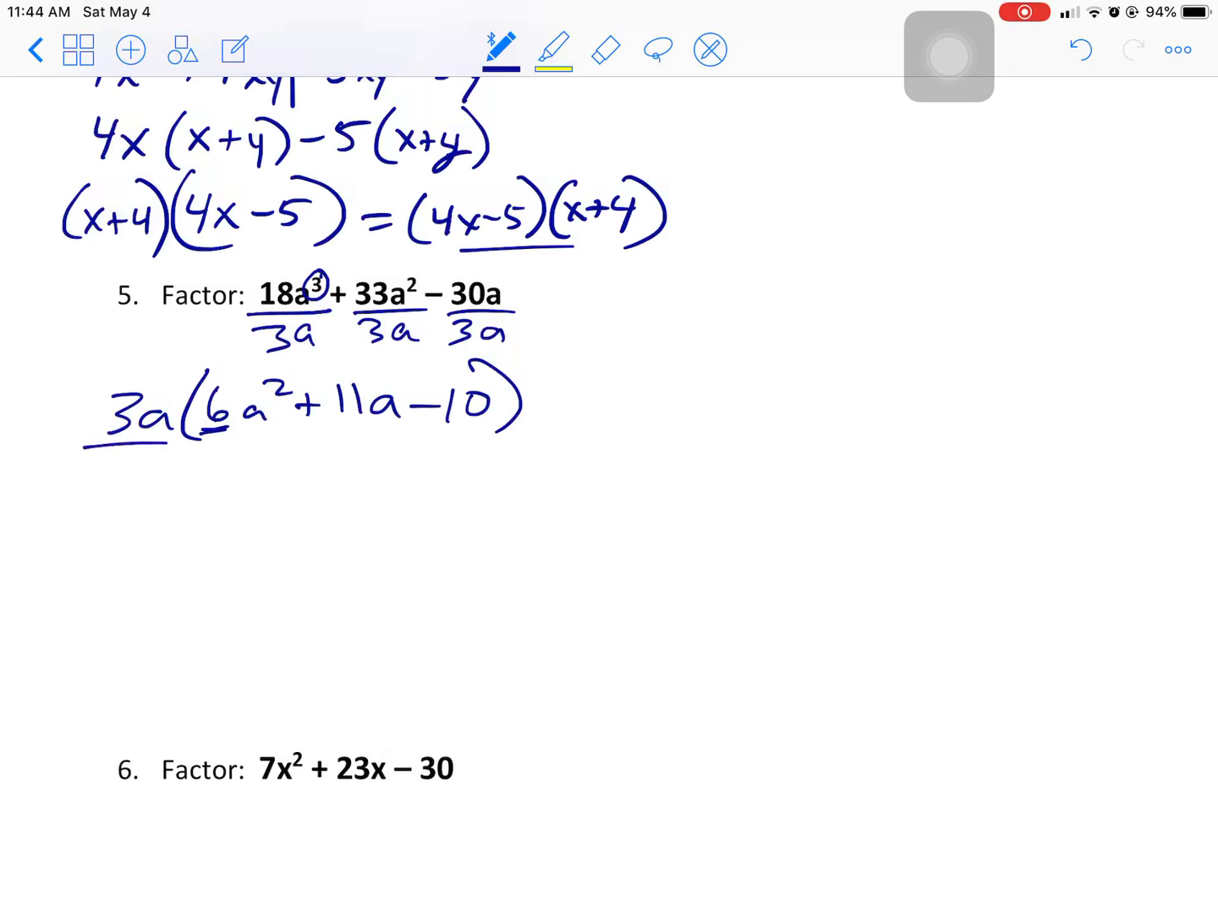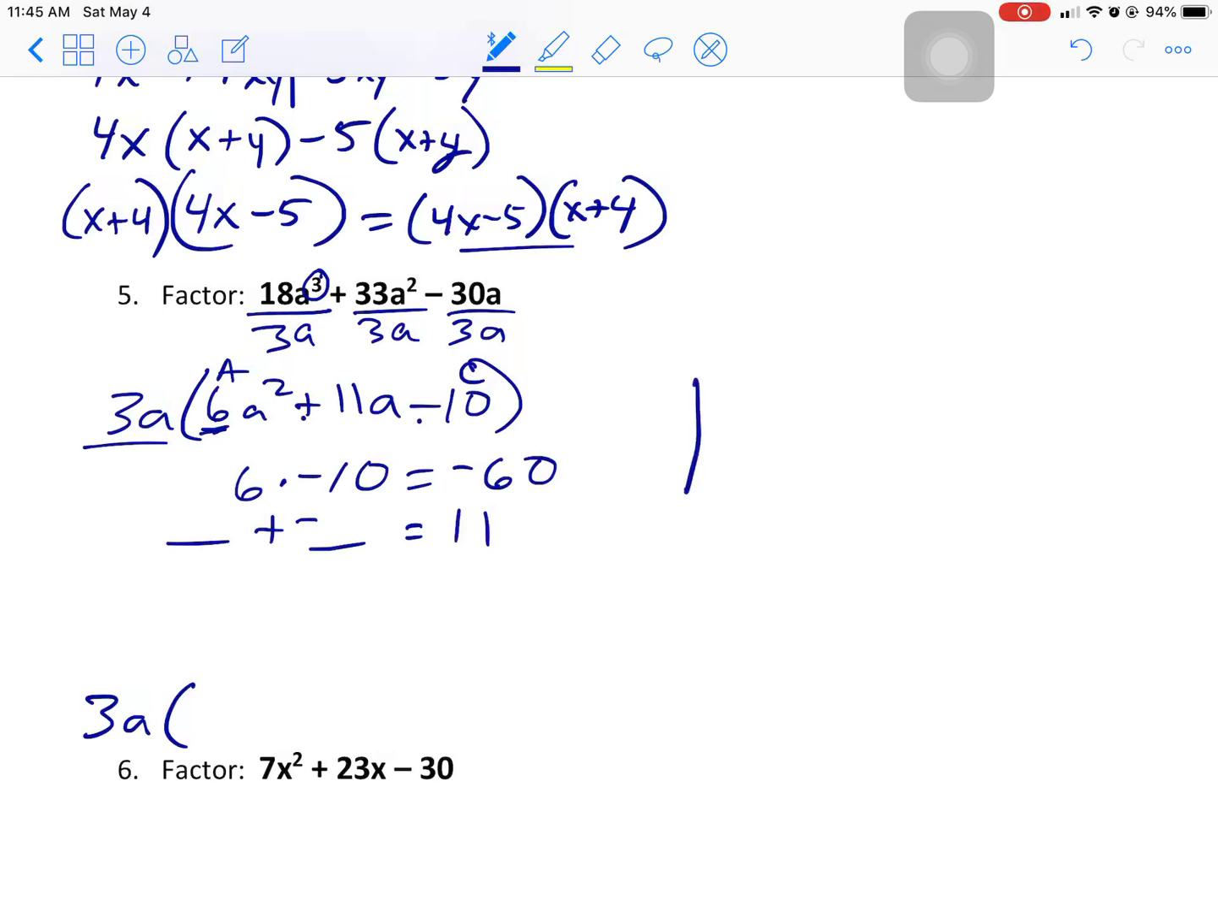So for a moment, I'm just going to ignore my greatest common factor. I just know that's going to go in my answer at the end. So I'm not going to think about that for a minute. What I need to do is take my 6, which is my A, and multiply it by my C. So 6 times -10 is a -60. And then factors of -60 that are going to give me an 11 if I add? Let's see, I have a plus and a minus. So that means factors of 60 that are 11 apart.